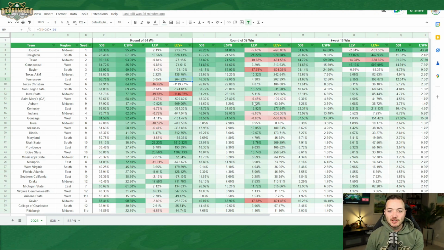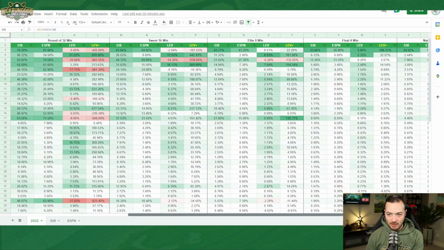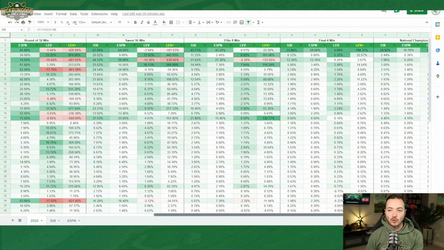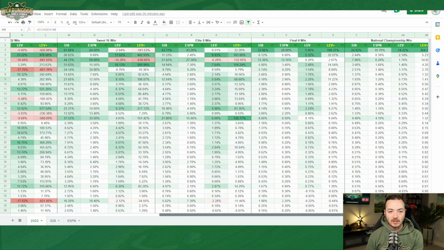If you remember from past years, the best way to do this is generally working backwards. So we are going to start with our national champion, and then we're going to fill out our final four, and we'll kind of work backwards along the way. That's where most of the leverage appears.